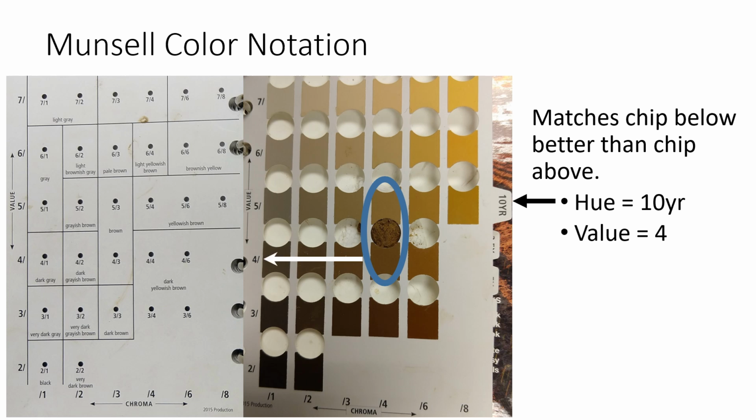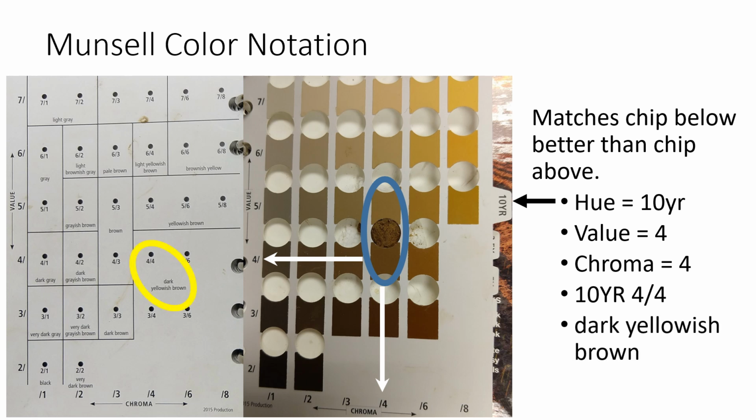So when you read that across, the value is 4. You read down and the chroma is 4. So the color is identified as 10YR 4/4, and that's a complete color notation. And for those of you who would like a word description, that is a dark yellowish brown.